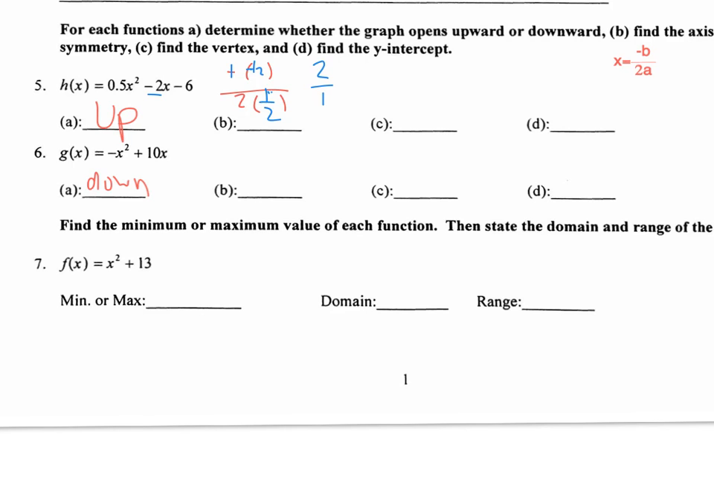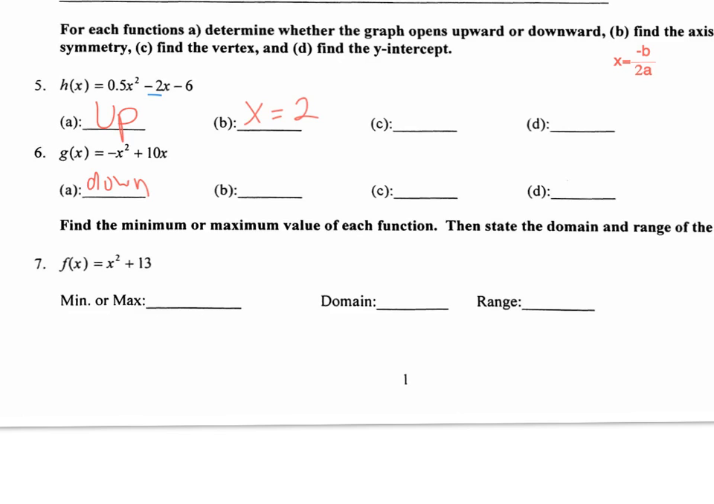So what is the answer? It's 2, all right? So let me erase the mess I made. And the answer is 2. And this is for the axis of symmetry. So how are we going to write this? We're going to write it as x equals 2. Okay? Where did that come from?